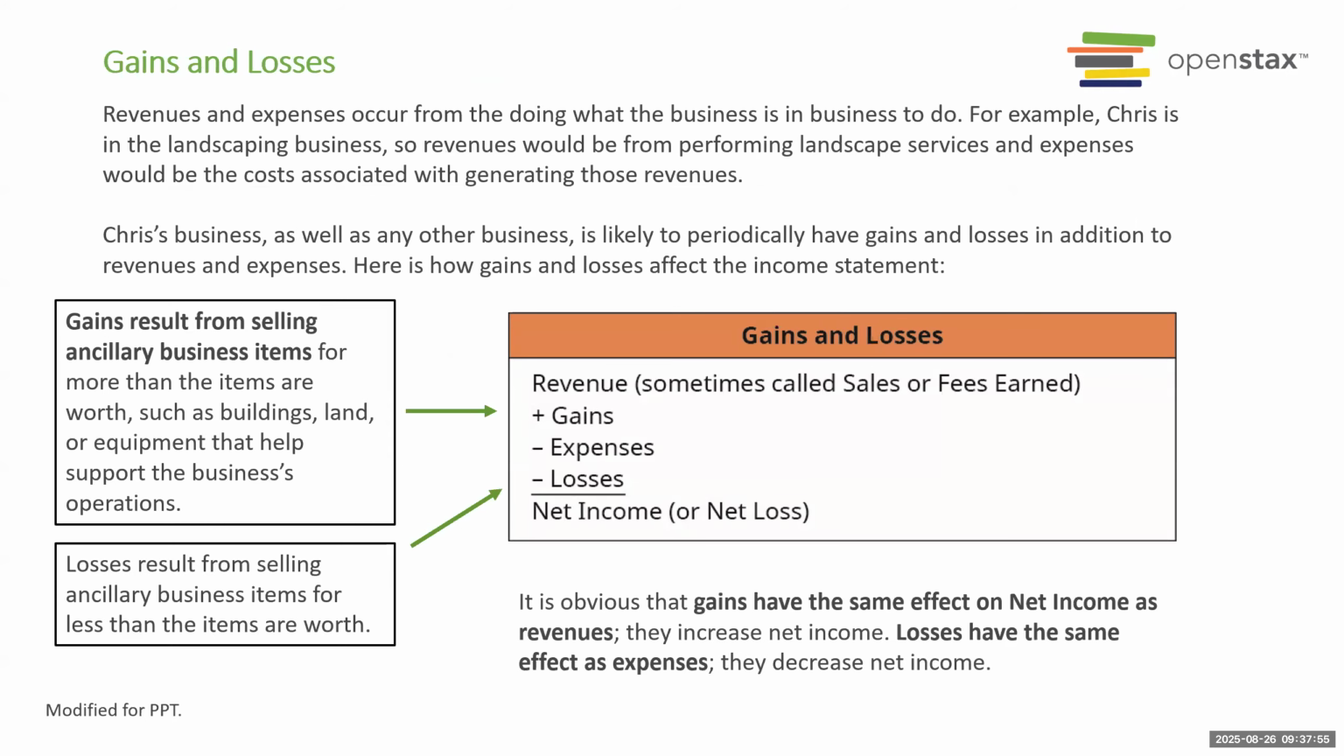Okay, talking about gains and losses in greater detail. If we think revenues and expenses are basically what the company is in business to do, gains and losses are one-off events or unusual events that the company is not in business to do. Here we talk about Chris's landscaping business. A gain could be that he sells a building or land and equipment. This isn't normally associated with what his business is designed to do. In that case, it's considered a gain.